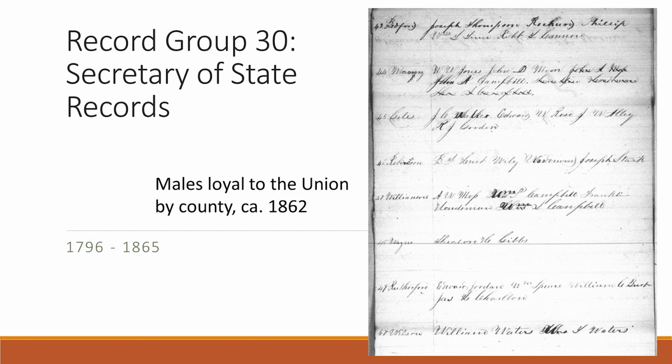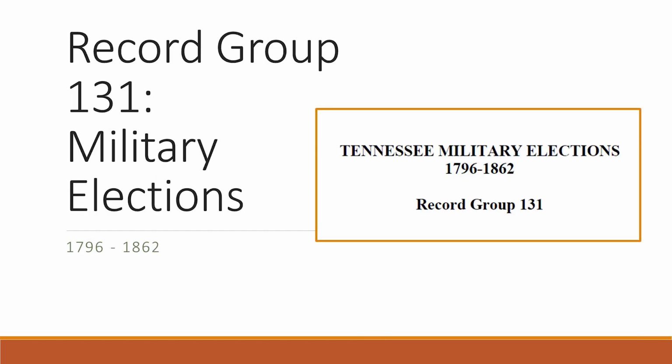I'm going to show you another large record group relating to elections. This is record group 131. It's called military elections, 1796 to 1862. These are elections for people who were officers in the state militia, what we might think of as the National Guard or Home Guard at the time. The militia service was mandatory for people of a certain age in Tennessee before the Civil War. Those people had to gather at appointed times of the year for musters and drills, and they elected officers annually. The election returns for those elections are here in record group 131.